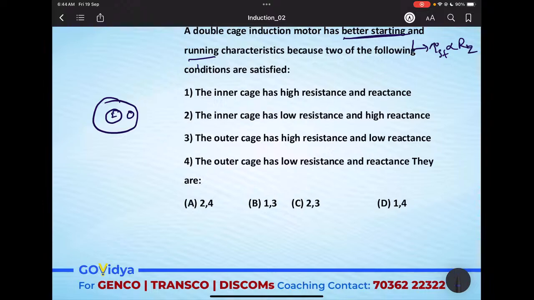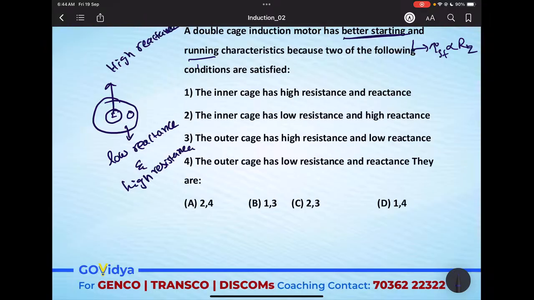In order to achieve the better starting and running conditions, the outer cage is designed to have low reactance and high resistance, whereas the inner cage is designed to have high reactance and low resistance. At the time of design they are doing like this. Now what is going to happen at the time of starting?